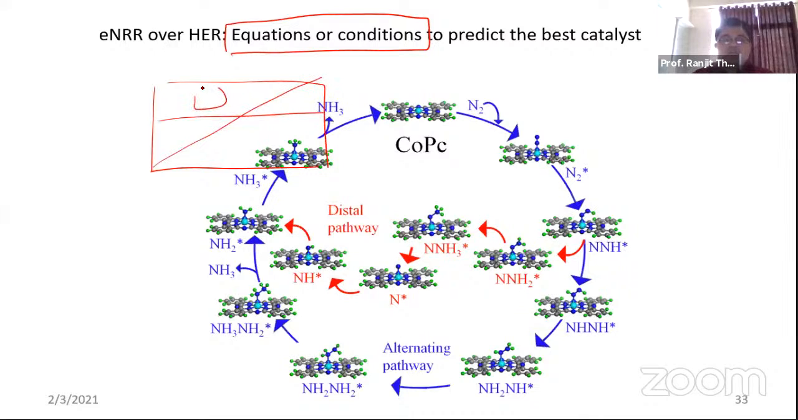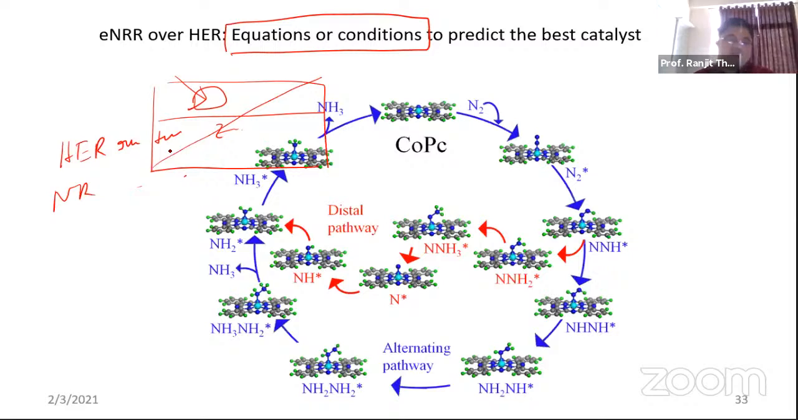This is the area where your catalyst should be, where the HER reaction probability will be 0 and the NRR probability will be high. So there are some conditions and an equation I'm not showing here. We are working on that.